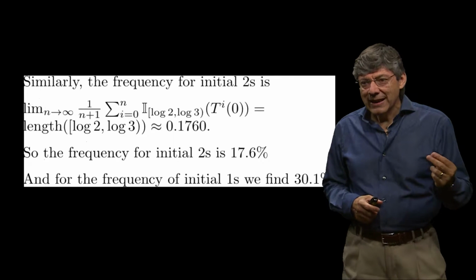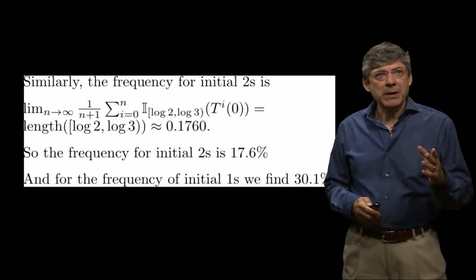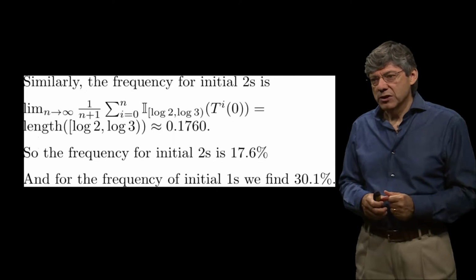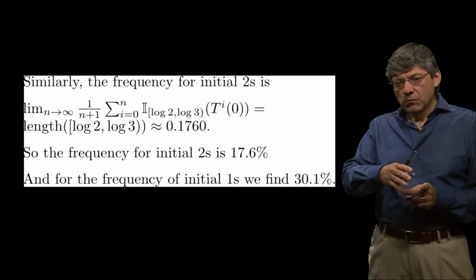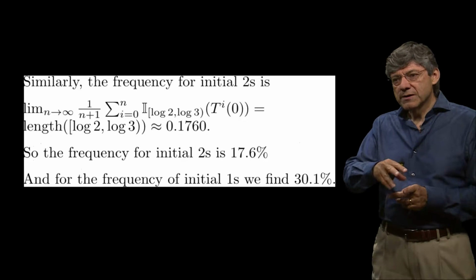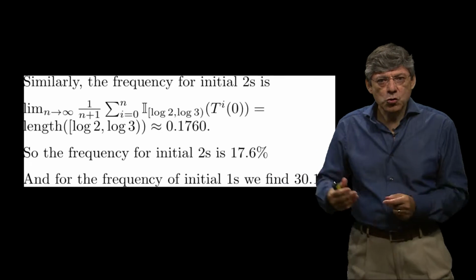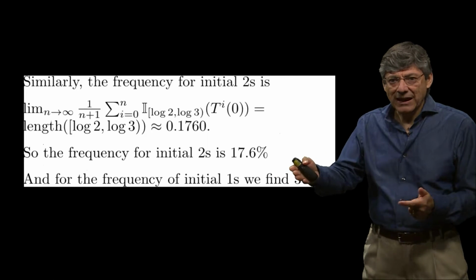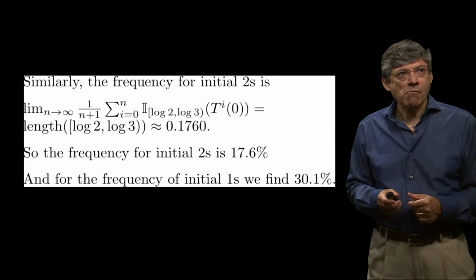Similarly, one can see that the frequency of appearance of 1 happens to be 30%, which is given by the length of the interval from log 1, which is 0, to log 2. That interval has length log 2, which is about 0.30, log 2 base 10.